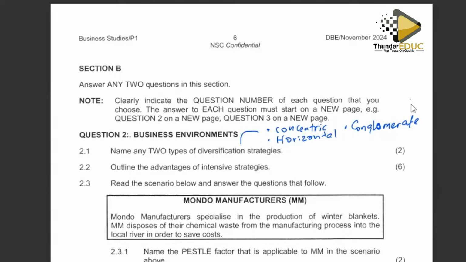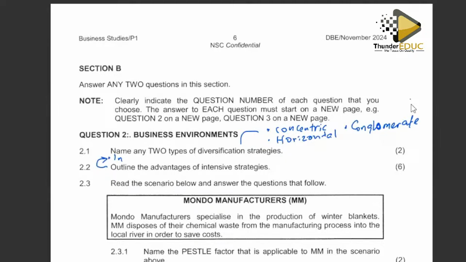Let's check question 2.2. Question 2.2 reads as follows: outline the advantages of intensive strategies. The advantages of these intensive strategies are an increase in sales or income and profitability. Also, regular sales to existing customers may increase, and also eliminate competitors and dominate market prices.